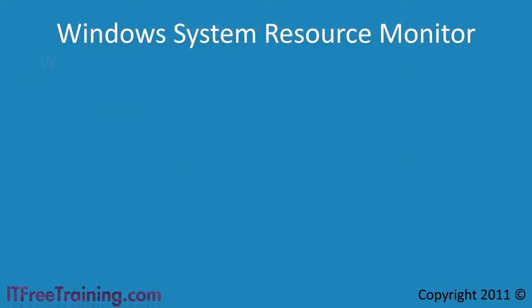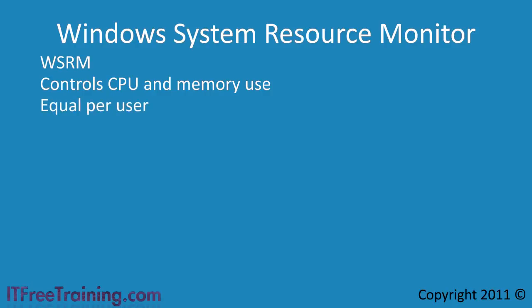Windows System Resource Manager, or WSRM, is included to improve server performance. It does this by controlling CPU and memory use between applications and resources on the server. There is a lot to WSRM, but for terminal services, you need to know how to configure two different policies designed for terminal services. Both these policies work off CPU use. The first is equal per user policy.